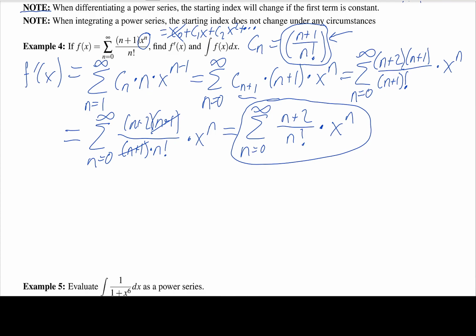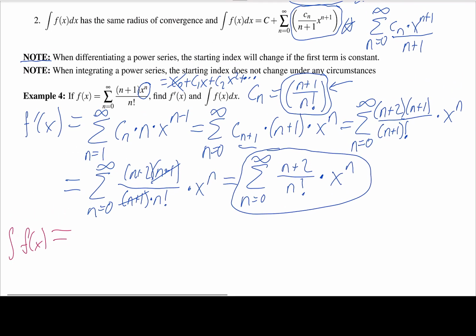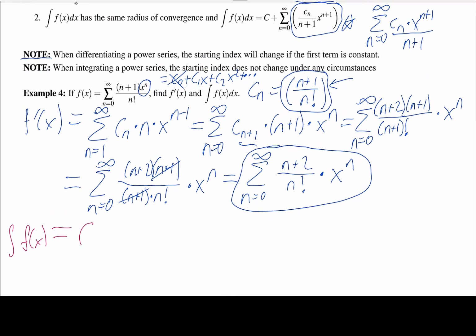Now let's look at integrating our power series. So I'll use a color that we're all fond of. The integral of f of x. Well, our formula, I can scroll up just a little bit, says that this should be c plus the sum from n equals 0 to infinity of c sub n over n plus 1 times x to the n plus 1.